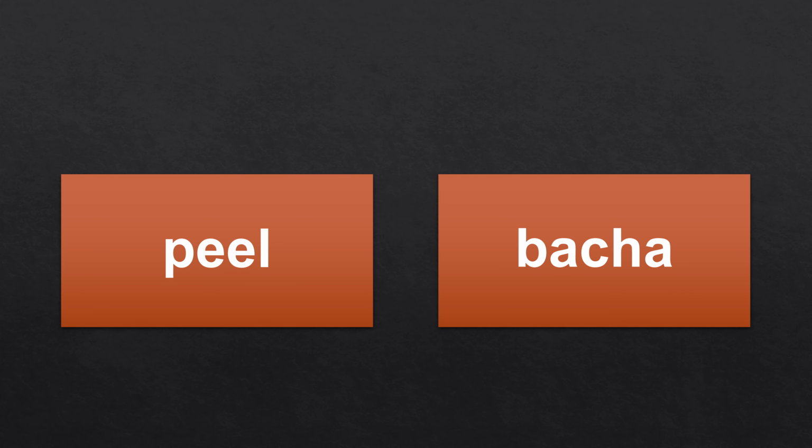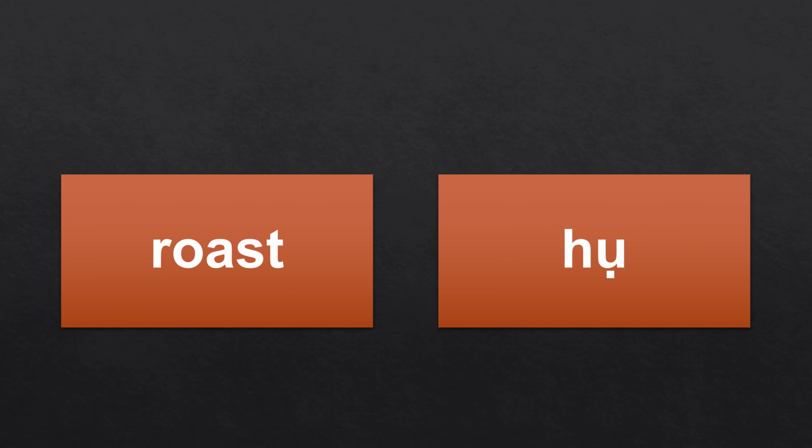Peel: bacha, or becha, or simply be. Depending on the item you're peeling, they have different verbs. So peeling yam is not the same verb as peeling an orange. Roast: hun.